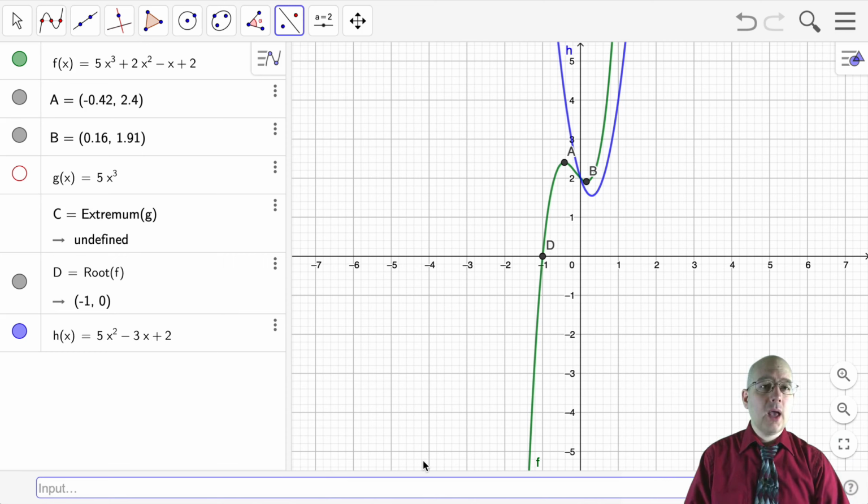Anyway, that was kind of a rambling overview of polynomials, and now we'll start digging down into them in more depth.